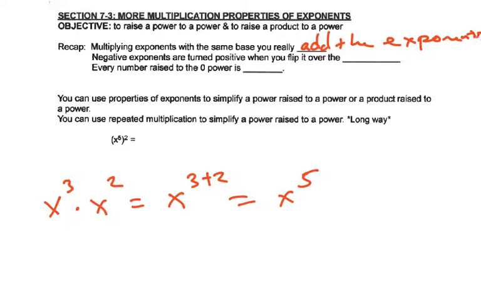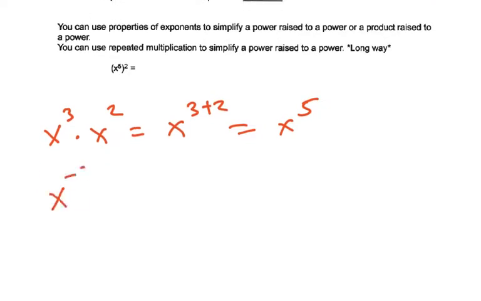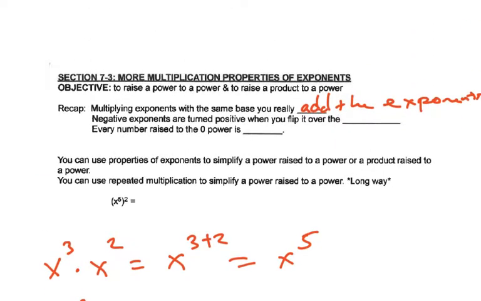And the next one says the negative exponents are turned positive when you flip it over. So this is saying, well, what happens when you have x to the negative 3? Well, we said that's the same thing as saying 1 over x cubed. So I assume that it means you're going to flip over the division sign.